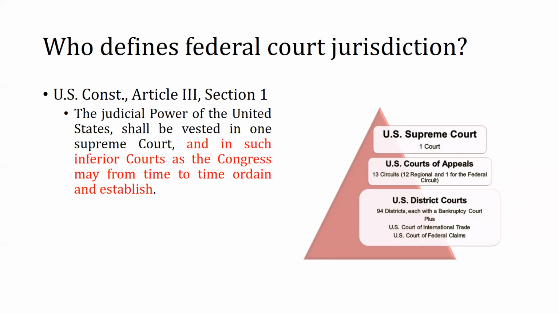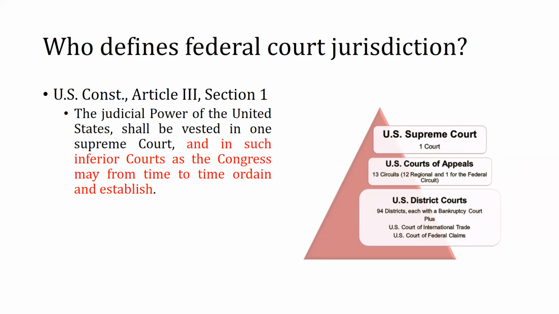And that might exist, it might not exist. That's within the discretion of Congress. And we know that Congress has that discretionary power because of that word may. Congress may ordain and establish inferior courts, and they can choose not to. And when they do establish those inferior courts, they can decide the terms under which those courts have subject matter jurisdiction.